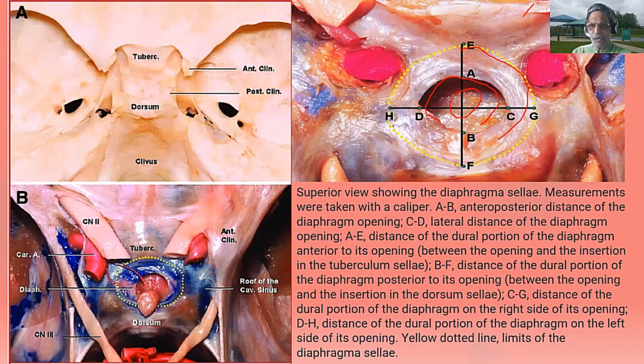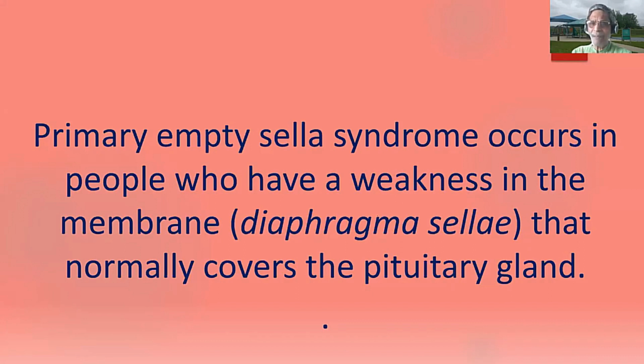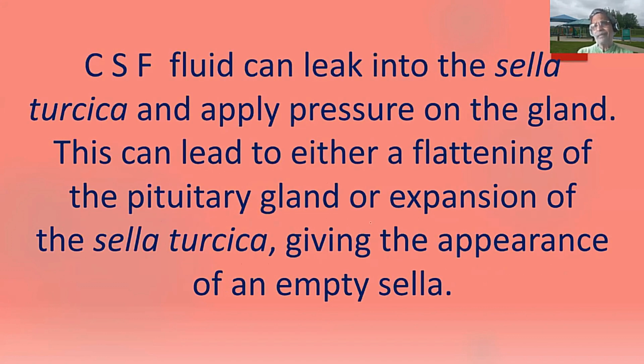Suppose the pituitary is there. Normally, the gap should not be there. Actually, the gap is there. Now, primary empty sella, what happens? We have a weakness in the membrane, the diaphragm sella that normally covers the pituitary gland. The CSF fluid can leak into the sella turcica and apply pressure on the gland. This can lead to either a flattening of the pituitary gland or expansion of the sella turcica, giving the pressure empty sella. It can expand the sella, or it can compress the pituitary.